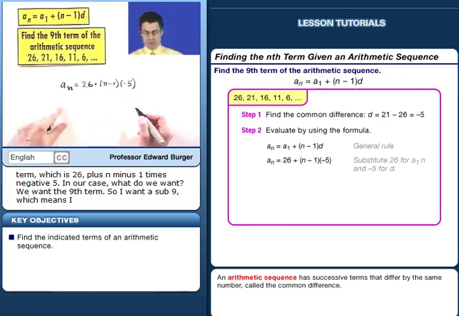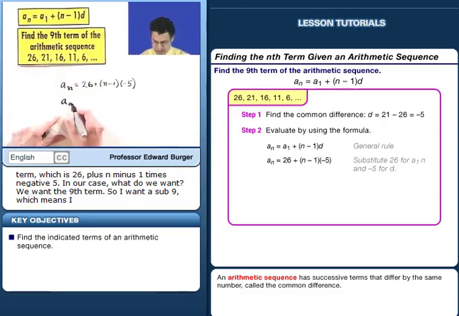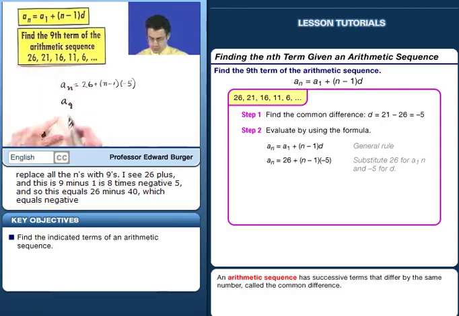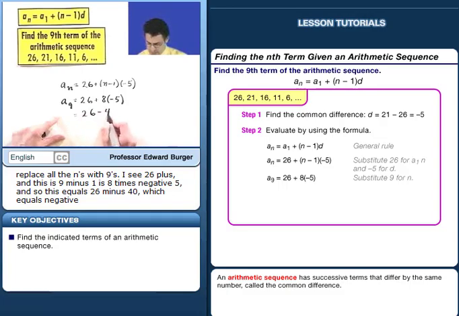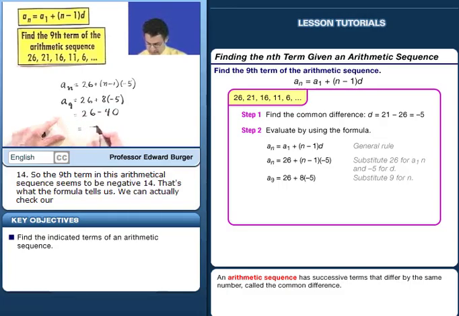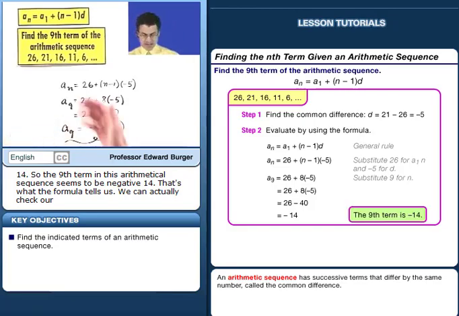In our case, what do we want? We want the 9th term, so I want a sub 9, which means I replace all the n's with 9s, and so I see 26 plus 9 minus 1, which is 8, times negative 5. So this equals 26 minus 40, which equals negative 14. And so the 9th term in this arithmetic sequence seems to be negative 14. That's what the formula tells us.